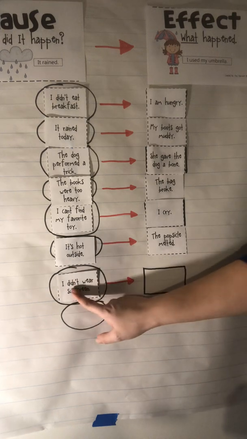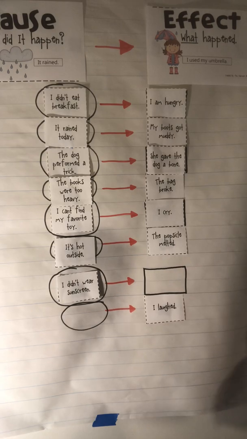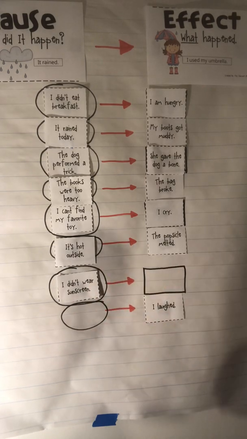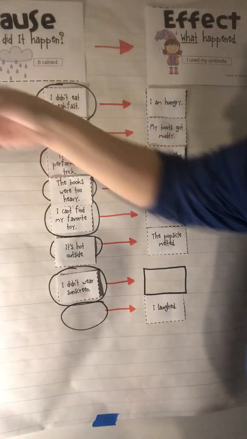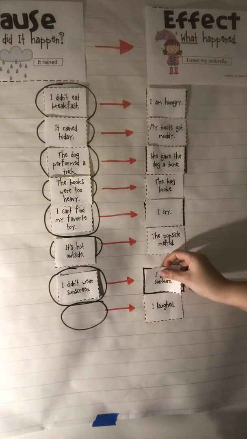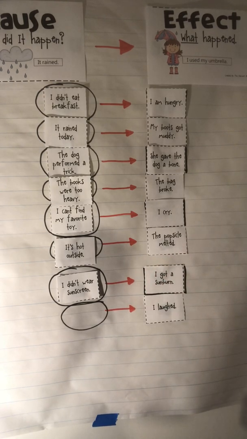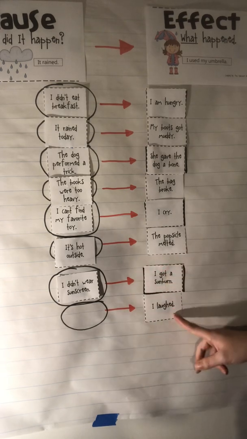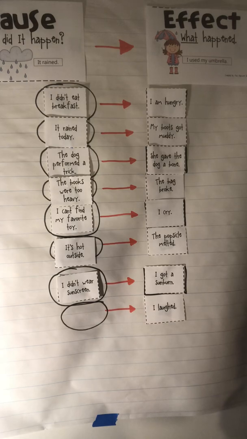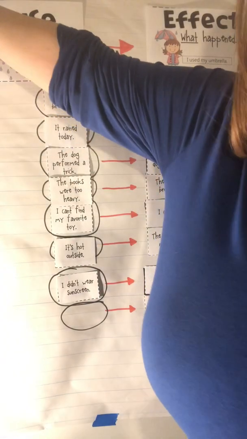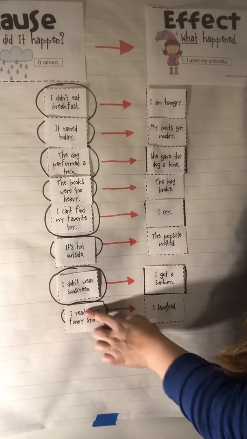Okay, here we have a cause. I didn't wear sunscreen. So what do you think the effect is going to be of that? If I don't wear sunscreen, what's going to happen? I'm going to get a sunburn. That's the effect. I'm going to get a sunburn if I don't wear sunscreen. And my last effect is that I laughed. So what could cause me to laugh? Our last one is, well, somebody read me a funny story, so I laughed.